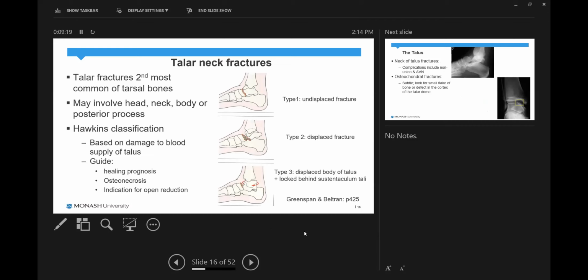for open reduction. So a type 1 fracture, according to the Hawkins classification, is where the talus is undisplaced. Type 2 is where there's displacement, and then type 3 where there's displacement but also rotation, and this then locks in the talus behind the sustentaculum tali. And again, that comes from Greenspan and Beltran.